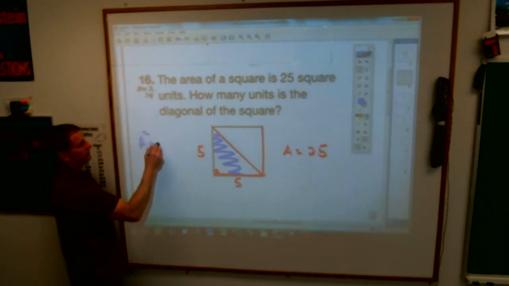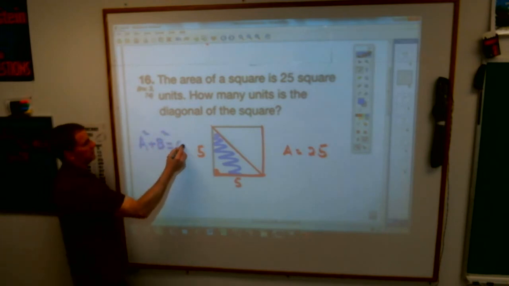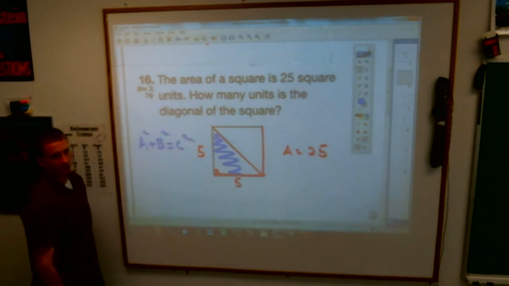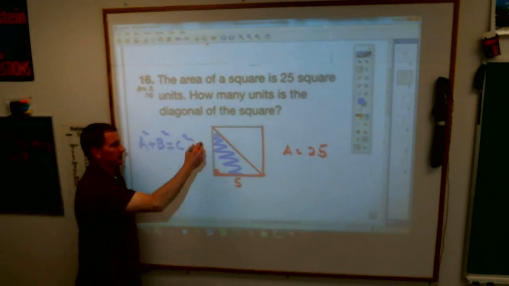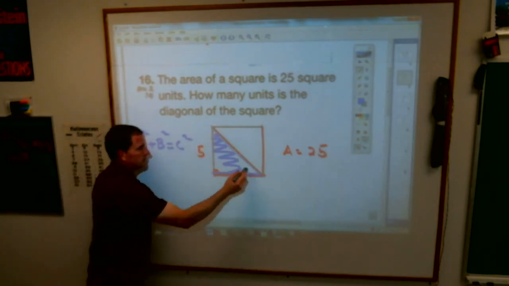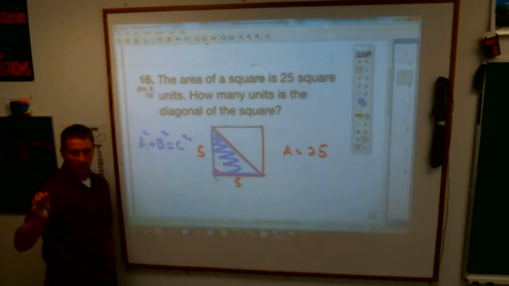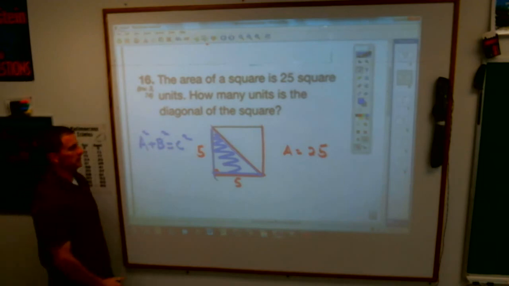A squared plus b squared equals c squared. Which of those numbers don't I know? A, B, or C? True. I'm looking at this triangle right here and using the Pythagorean theorem. I don't know which one. I don't know what C is.